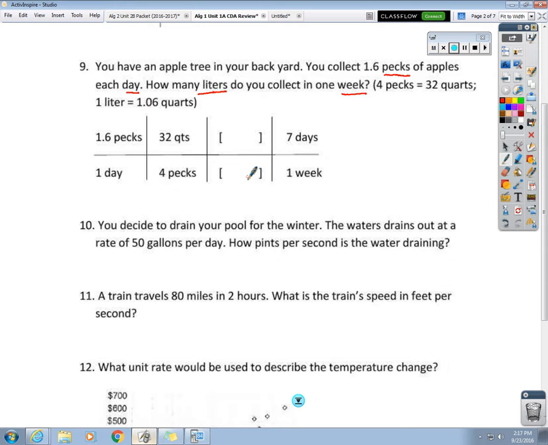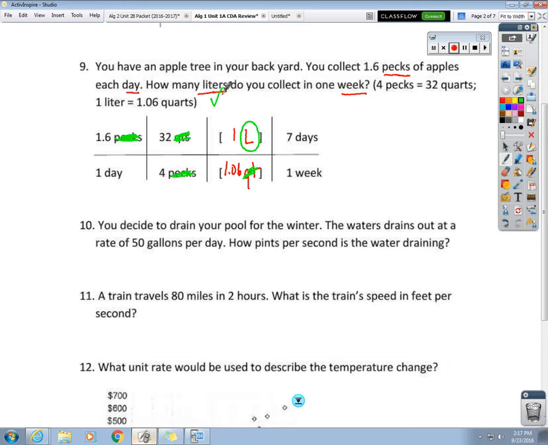So now if we put quarts down here, because quarts was up there, do you know anything about quarts to liters? Right, look. Right, they told you in the question that 1.06 quarts equals 1 liter. Okay, so now we filled it all in. See how the pecks is on top and bottom so it cancels? Quarts is on top and bottom so it cancels. But liters is on top and nowhere on bottom so it doesn't cancel.